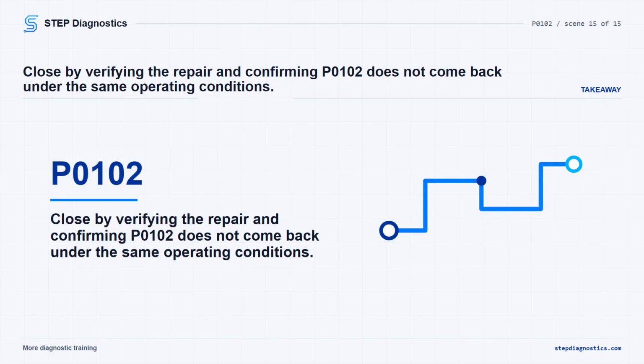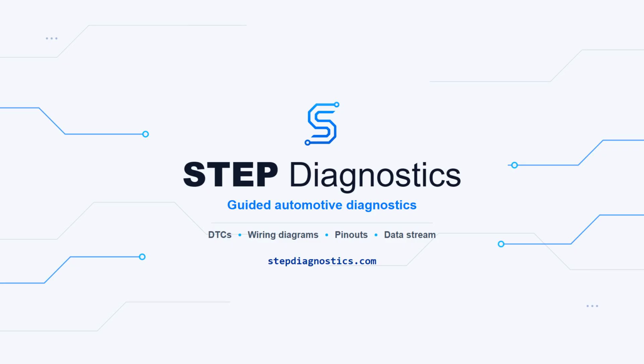After the repair, verify the repair and confirm P0102 stays gone. Keep verification separate from the pinpoint testing. First prove the circuit or component fault, then confirm the operating conditions no longer reset the code. Takeaway: P0102 is not a parts code. Prove the MAF signal, ground, ignition feed, data circuit, and connector integrity in order.